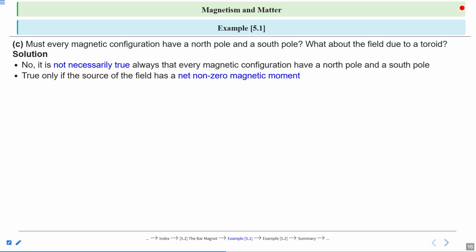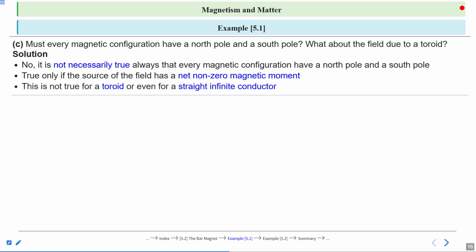If any configuration does not have a non-zero magnetic moment, then it will not have a north pole and south pole. The only condition for having a north pole and south pole is that the source of the field has a non-zero net magnetic moment. Examples where this condition is not true are a toroid or even a straight infinite conductor.